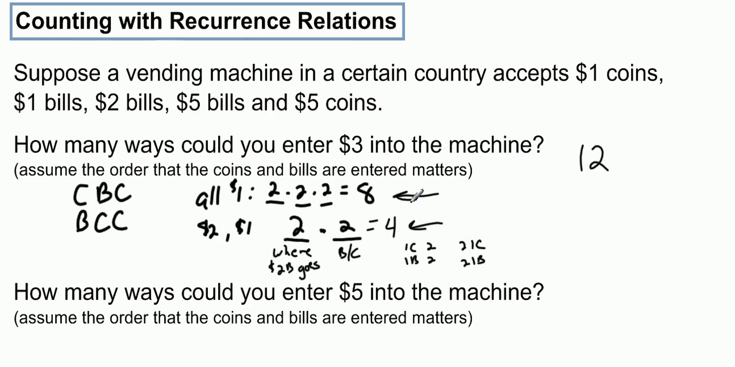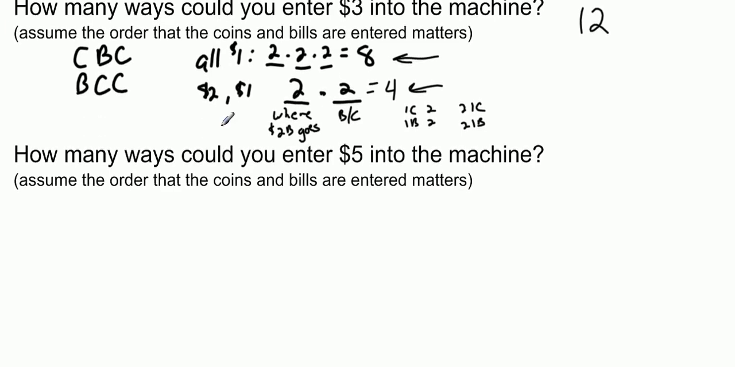Okay, so we have to follow this approach if we want to put $5 into the machine, but we have more scenarios, because when you're putting $5 in, you could do it all with 1s, you could do some 2s and 1s, or you could do it all with 5s. So we're going to have to think about all the mutually exclusive cases that we could have.